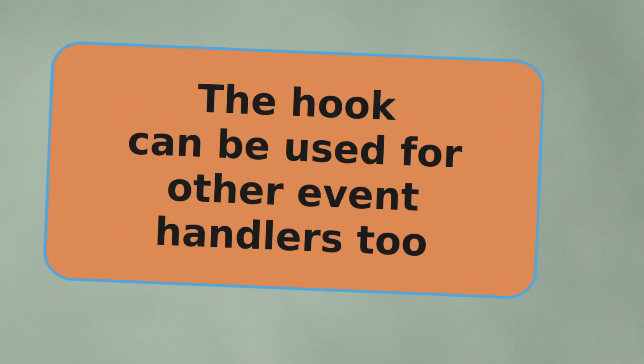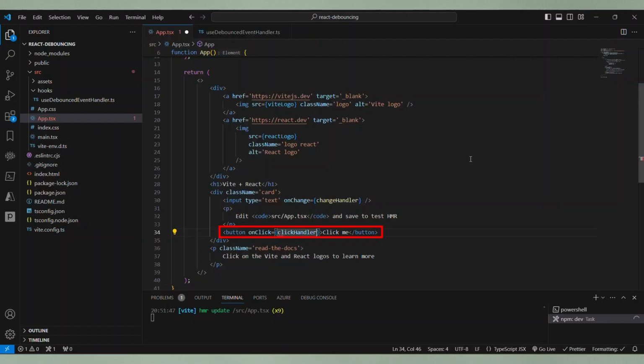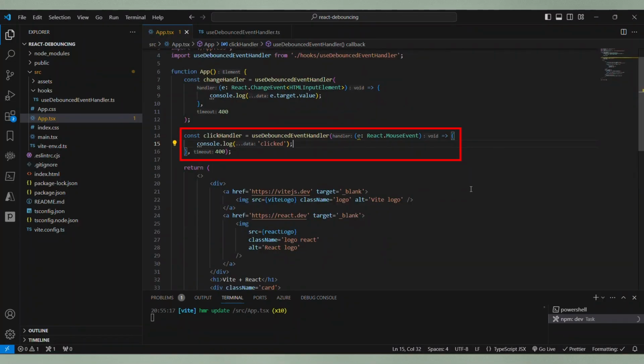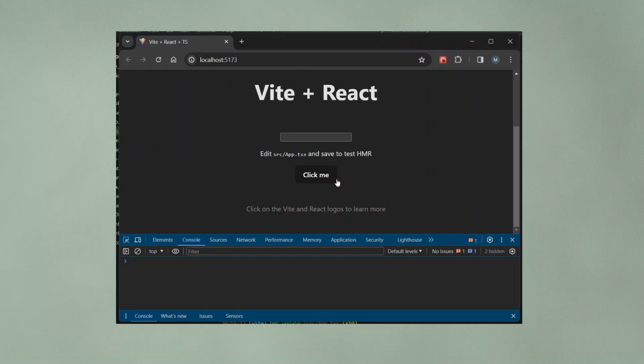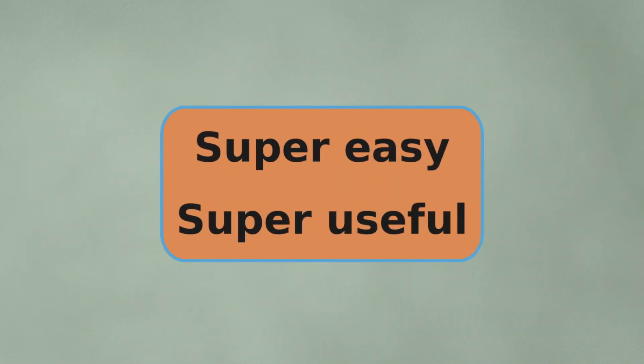You can use this not only for input fields, but literally for anything, such as a button click handler. I'll show you. I create a button and use our fancy custom hook to get the click handler. And boom, I click the button very often and fast and nothing happens, but when I stop, the handler function is executed. So that's debouncing, ladies and gentlemen. Super easy to implement, but also super useful in some scenarios.